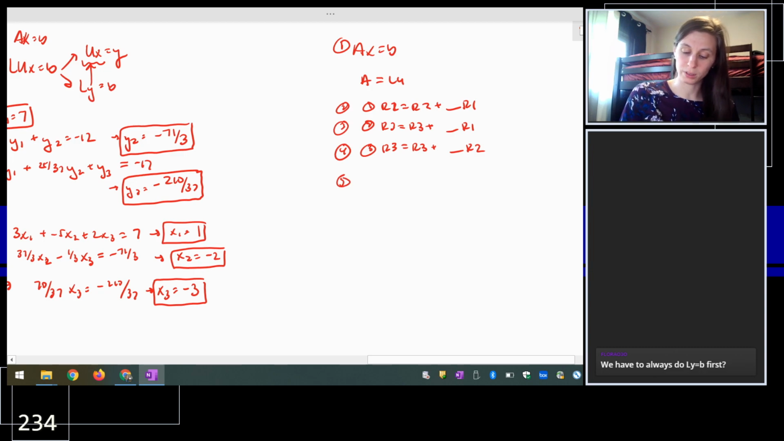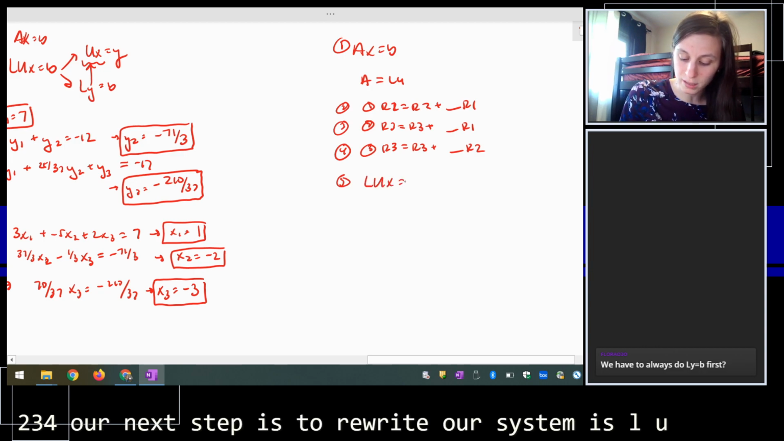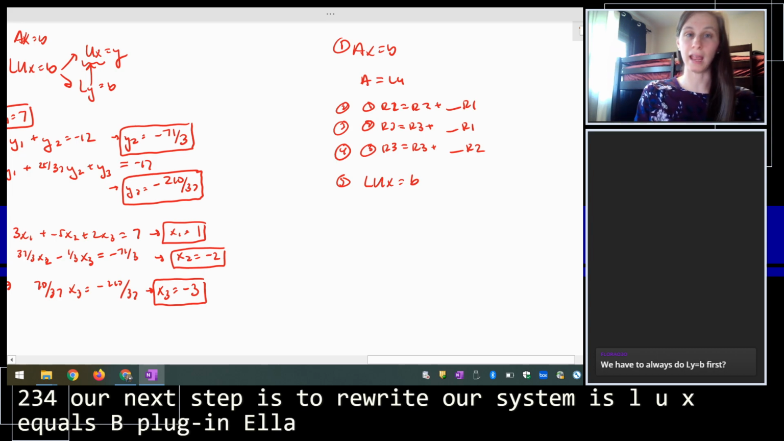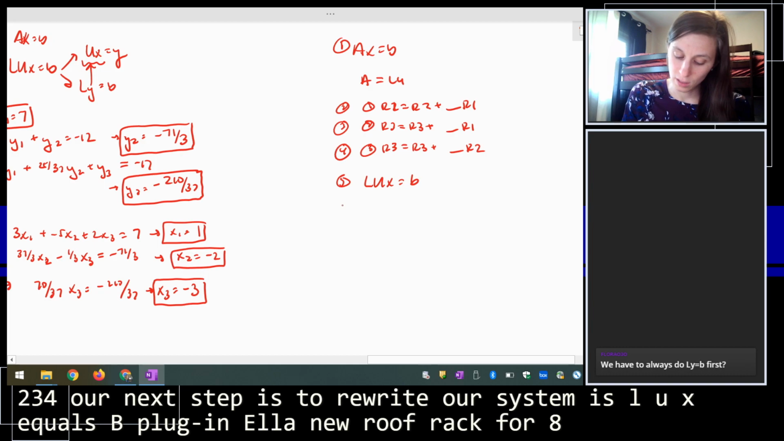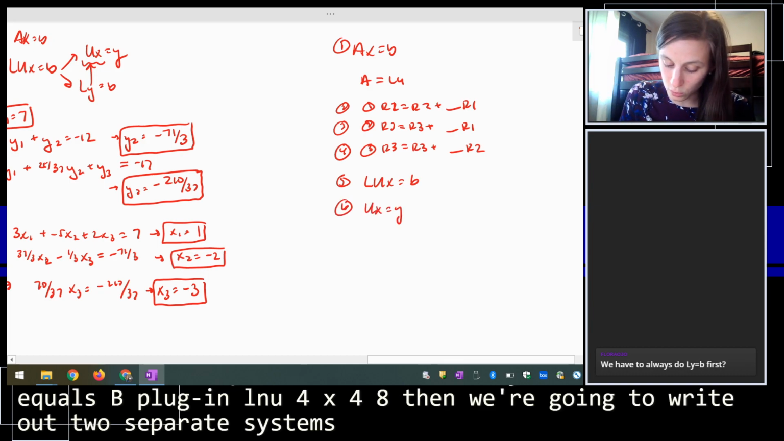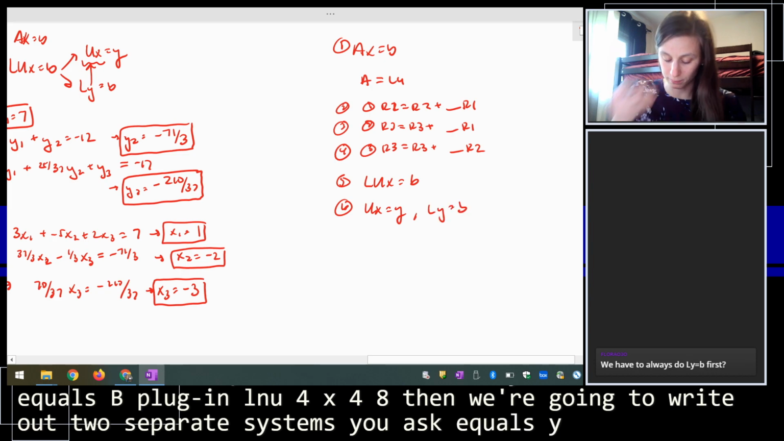Our next step is to rewrite our system as LUX equals B. Plug in L and U for A. Then we're going to write our two separate systems: UX equals Y, LY equals B.